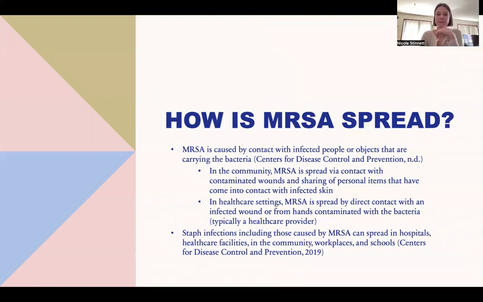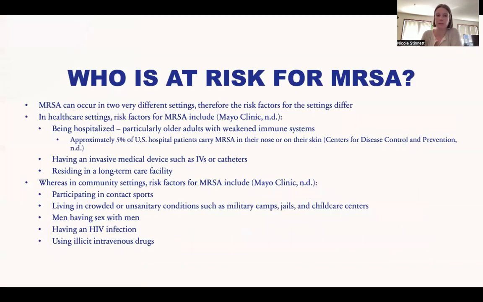So, how's MRSA spread? MRSA is spread by contact with infected people or objects that are carrying the bacteria. In the community, MRSA is spread via contact with contaminated wounds and sharing of personal items that have come into contact with infected skin. In healthcare settings, MRSA is spread by direct contact with an infected wound or from hands contaminated with the bacterium. Staph infections, including those caused by MRSA, can spread in hospitals, healthcare facilities, in the community, workplaces, and schools. Interestingly, the opioid epidemic may also be connected to the recent increase in staph infections. People who inject drugs are 16 times more likely to develop a serious staph infection than those who do not.